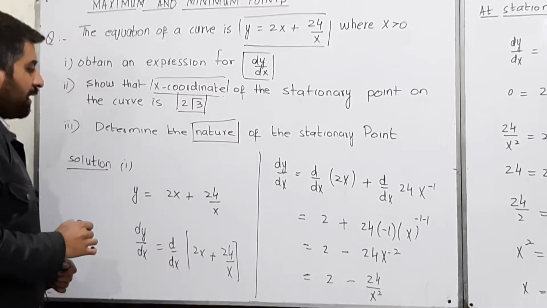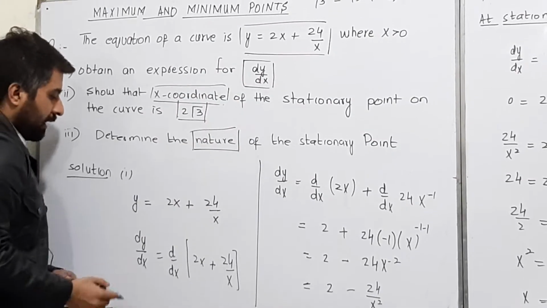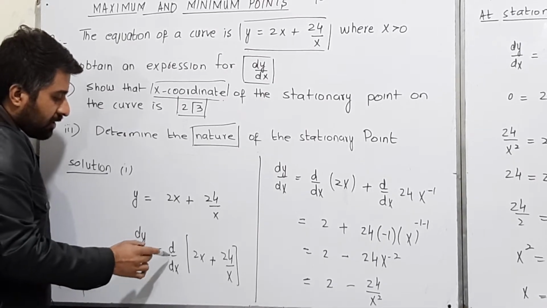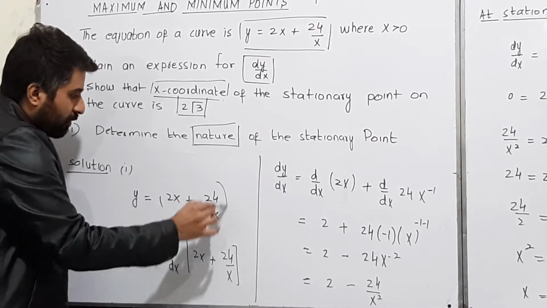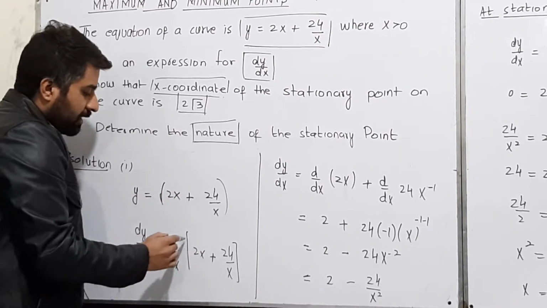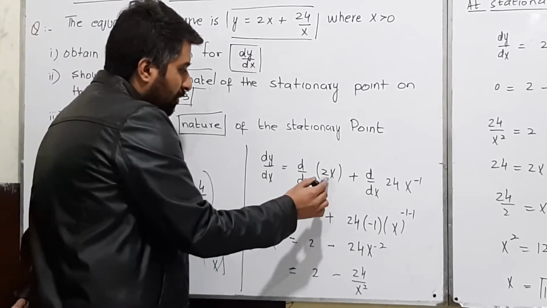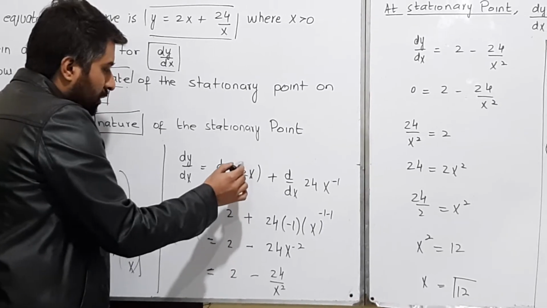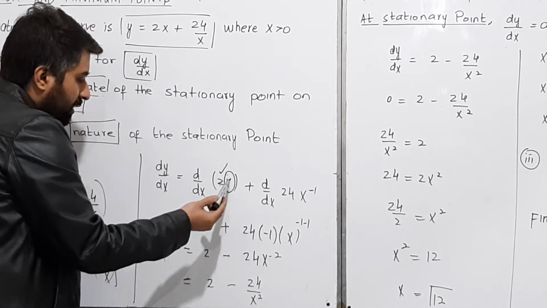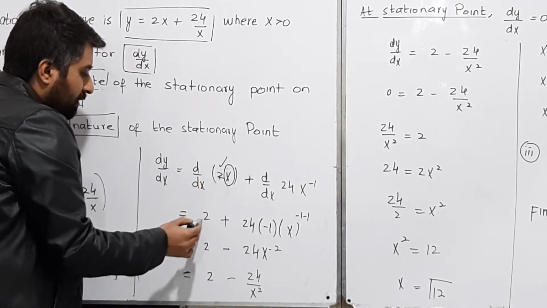So for part 1, you will be writing the equation of the curve as given in our question, and then we will be taking the derivative with respect to x. So dy over dx is equal to the derivative of the equation of the curve, that is 2x plus 24 over x. Now we will differentiate 2x and then we will differentiate 24 over x. Derivative of 2x, in 2x, 2 is constant, we will differentiate x, and the derivative of x with respect to x is 1.